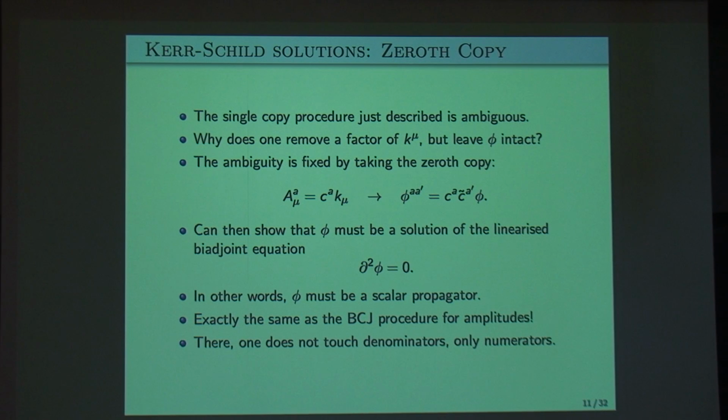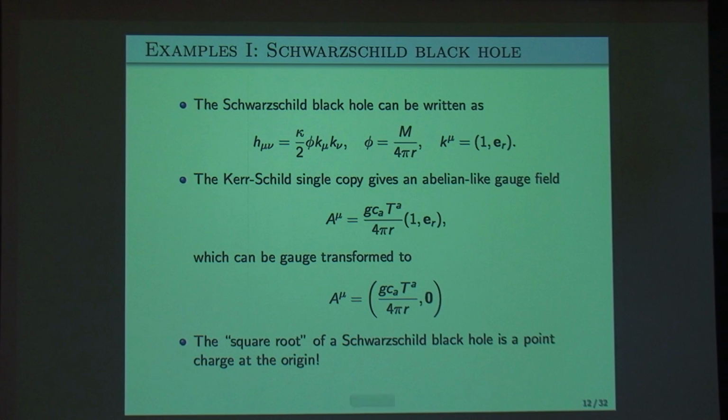So indeed this is exactly the same as the BCJ procedure for amplitudes. In the BCJ double copy, you touch the numerators of the amplitudes, so you strip off the colour factors and you put in more kinematic numerators, but you don't touch the denominators at all, and those denominators have the interpretation, of course, as scalar propagators. So that's exactly the same thing as what's going on here. So that was quite an abstract discussion. So let me now give a couple of examples.